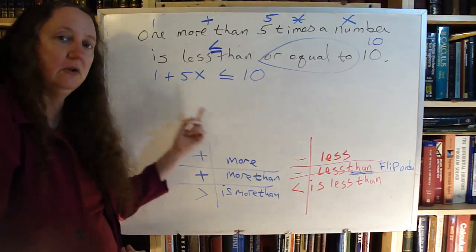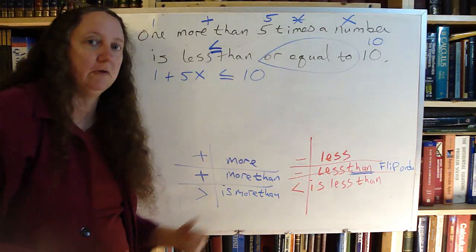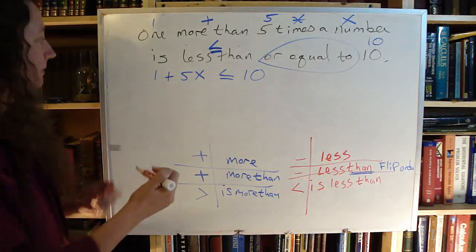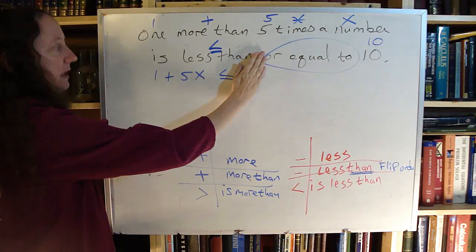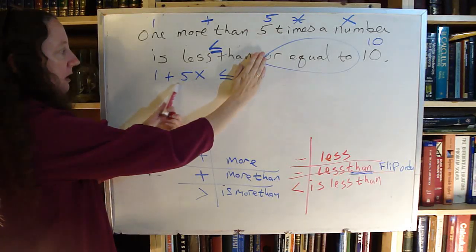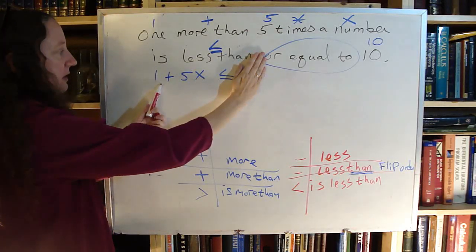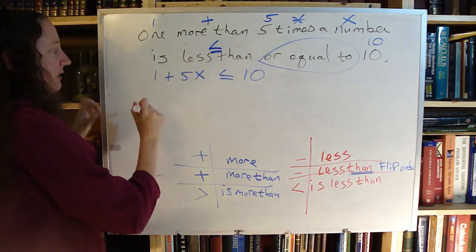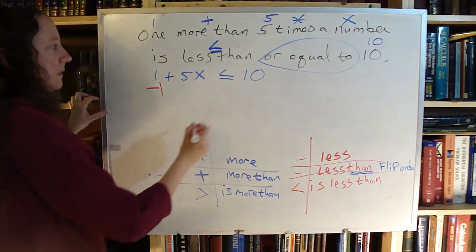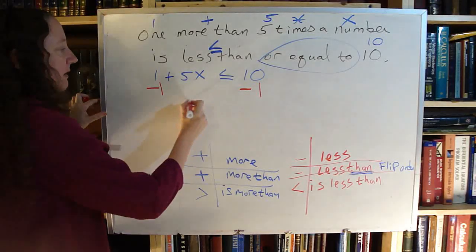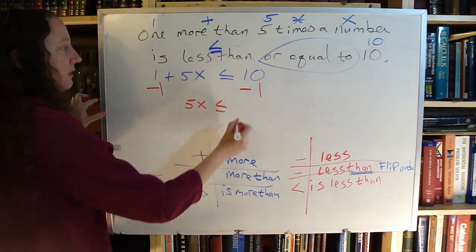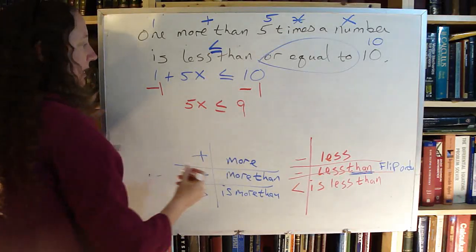Order of operations, going backwards because I'm moving across the inequality sign. There's my x. I ignore the other side of the sign. I look for add and subtract over here. I see I need to get rid of the 1 there. What I do on one side, I do on the other. So now I have 5x is less than or equal to 9.